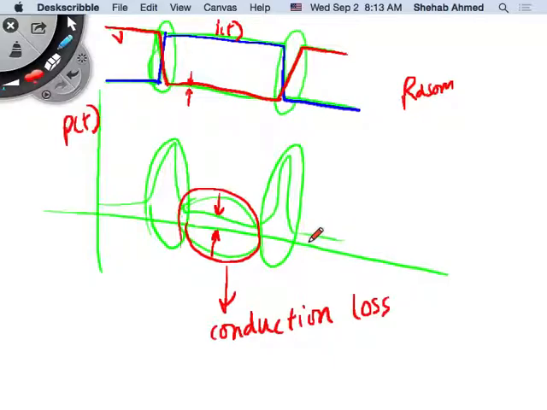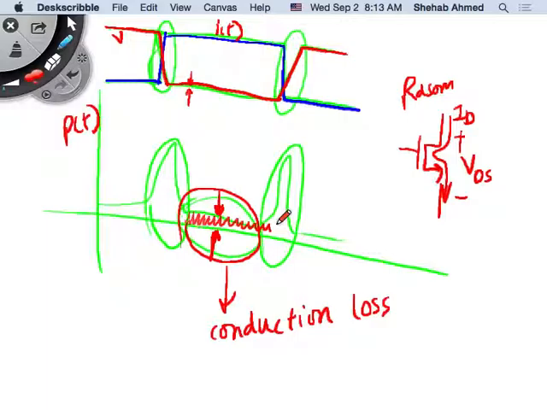Due to the fact that when there's current flowing, and if I'm using a MOSFET, I have a resistance in the path, right? This MOSFET has some resistance. The resistance of the MOSFET is RDS on. The voltage across the MOSFET, VDS, is ID times RDS on. That's the voltage across the MOSFET. And that voltage multiplied by the current is the cause of this conduction power loss when the device is on.